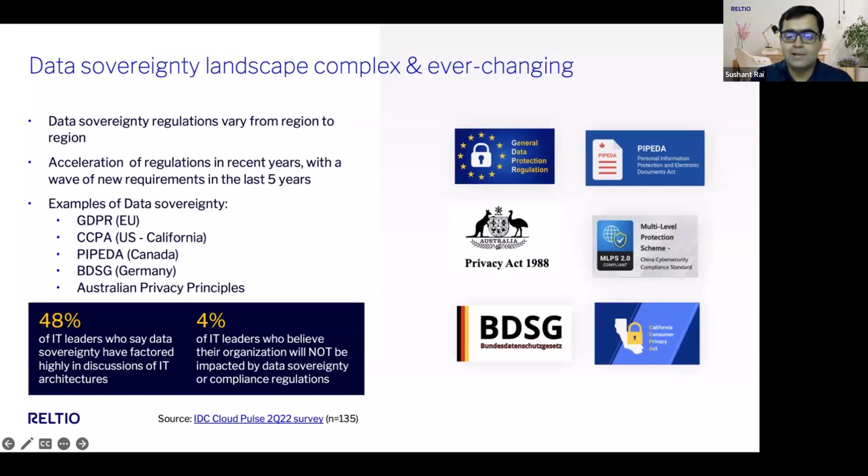We looked at some survey results, right? The IDC Cloud Pulse survey from the same quarter of 2022 reported that 48% of IT leaders say data sovereignty has already been factored into discussions of IT architectures, right? So while they're developing their data landscape, they are already considering it. And only around 4% of IT leaders believe their organizations will not be impacted, right? And that's such a small number. So you can see how it is already on top of everybody's mind, because there are severe consequences of not being compliant. Either you're not able to grow your business, you're not able to reach certain markets, or you're at risk of penalties or consequences by violating these norms and regulations.